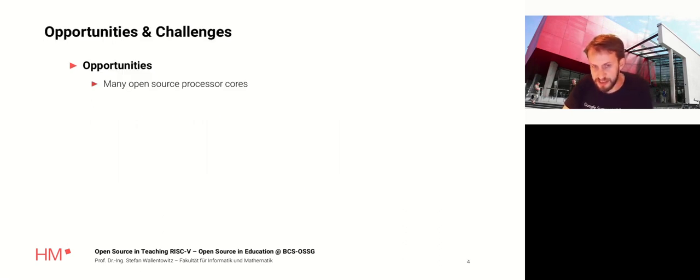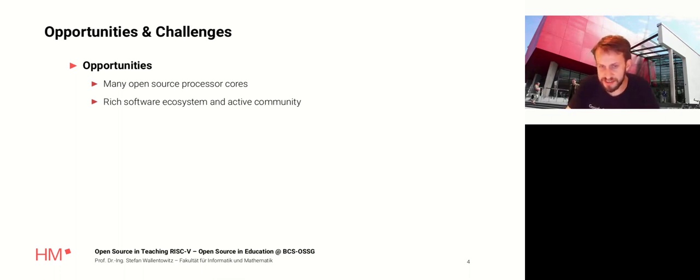There are obviously many opportunities for me. There are many open source processor cores. I love them all. I used many of them before in smaller and larger projects, professionally and as a hobbyist. Which is always great, right? So you have everything at hand. You can start messing around with it. You can develop it. You can give it to students to play with.